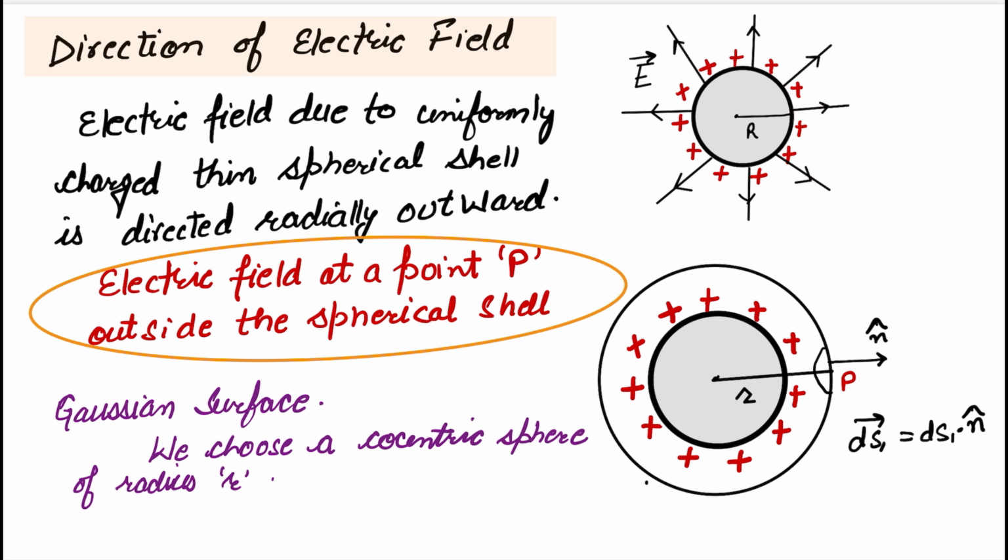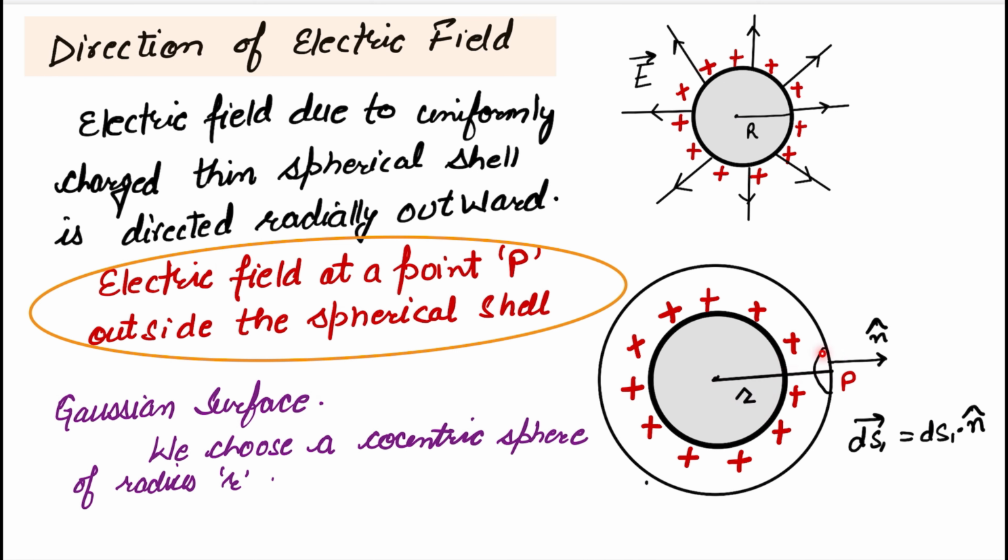First of all, we choose a point P which lies outside the spherical shell. We know that to apply Gauss theorem, we need a Gaussian surface. So we choose a Gaussian surface with radius r. This Gaussian surface is concentric with the spherical shell. The center of the Gaussian sphere and the spherical shell is the same at this point. Capital R represents the radius of the spherical shell, and this small r represents the radius of the Gaussian surface which passes through the point P.